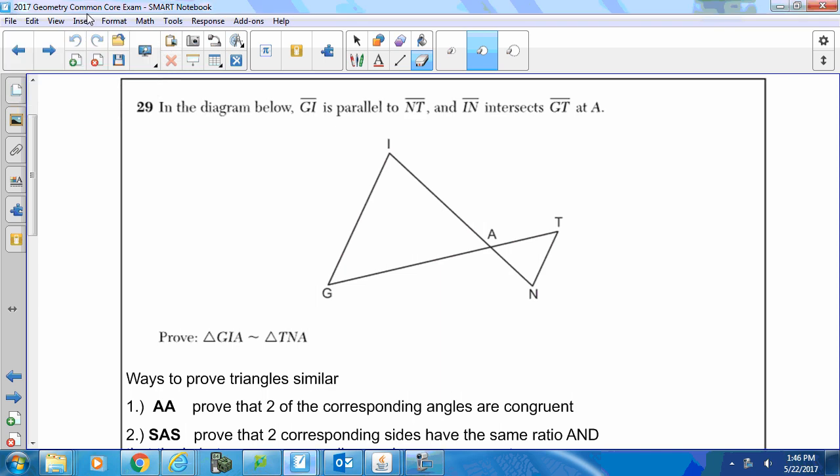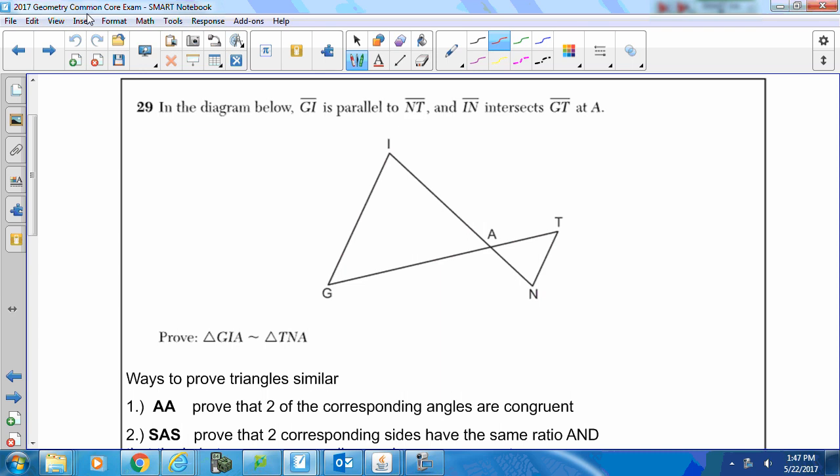All right, we're going to go over problem number 29 of the Geometry Common Core exam from 2017. If you look at this problem, it's one of those proofs that everybody hates doing, but it's actually a pretty easy proof as far as proofs go. So let's look at it.